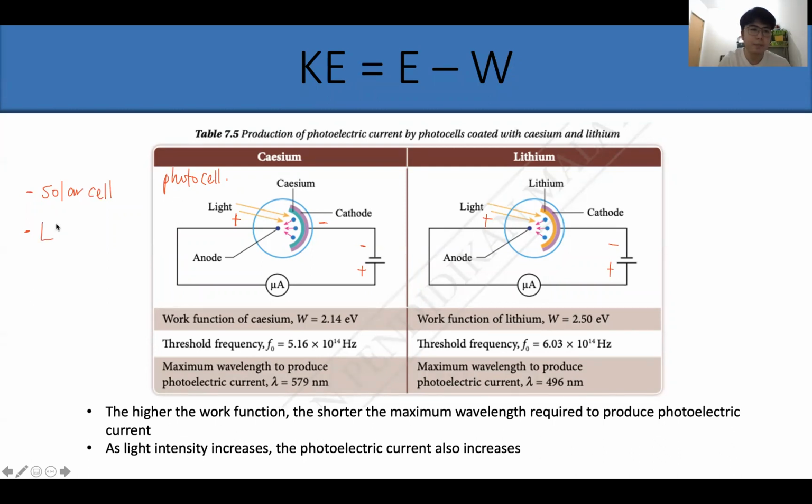The LDR, the light dependent resistor. That is also a photocell. We use LDR in what? In automatic switches, right? We use it to construct automatic switches. So when there's light, what happens? When there's light, the resistance becomes very low.